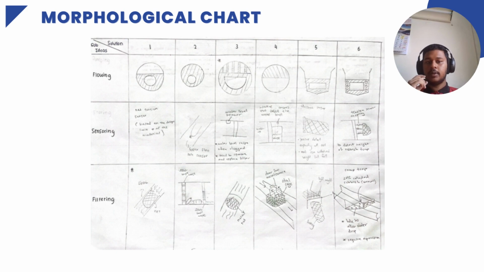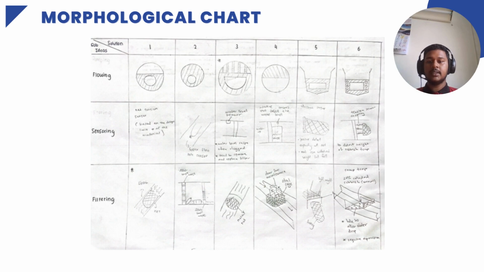I'm going to explain about the morphological chart. There are 6 designs that have been generated from our team members for each sub-idea. As you can see from the sub-idea flowing, the final concept is the combination of the third and fifth solution.